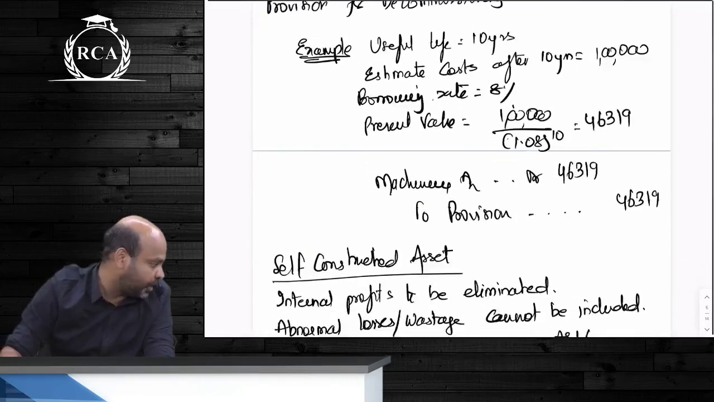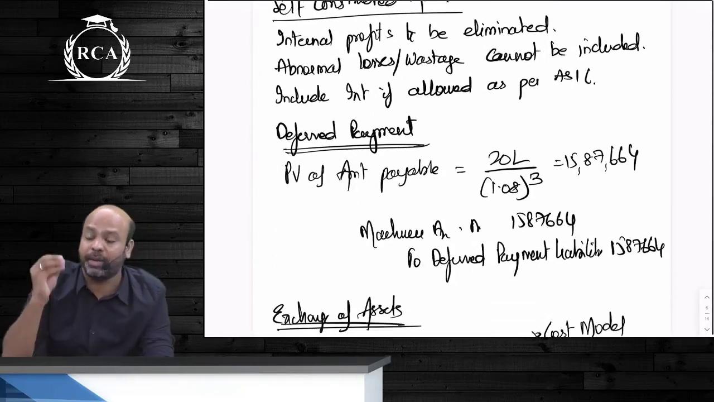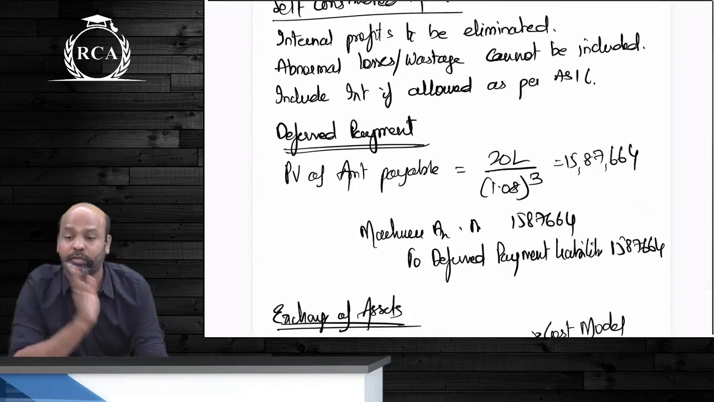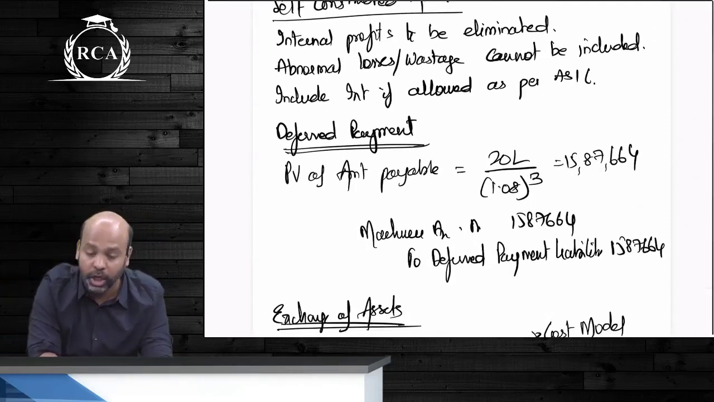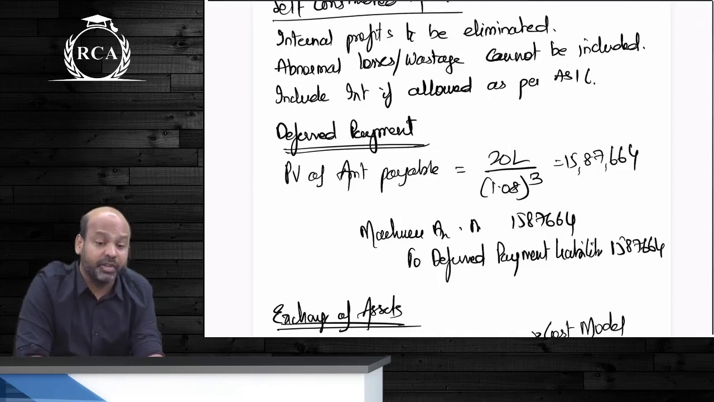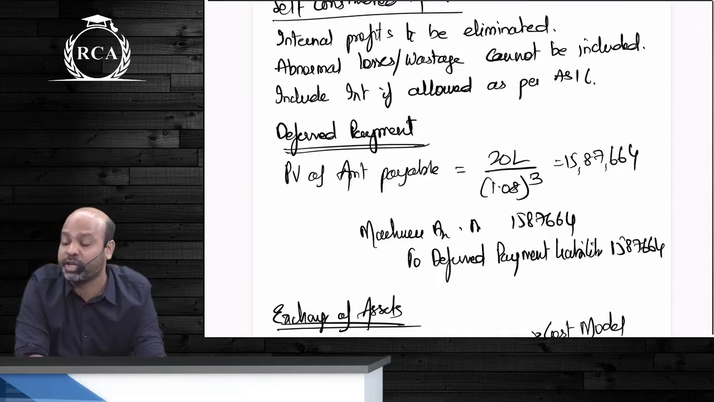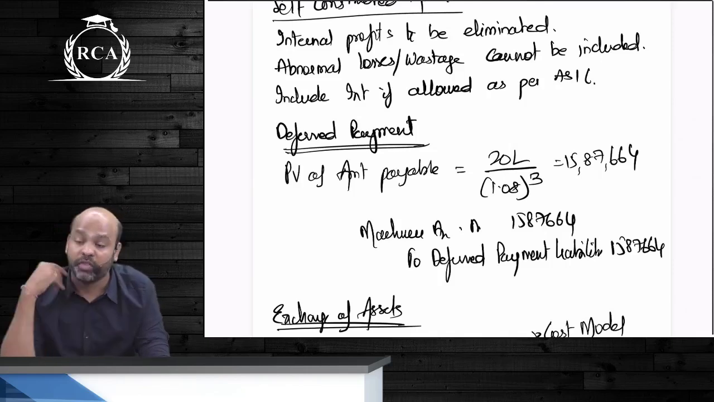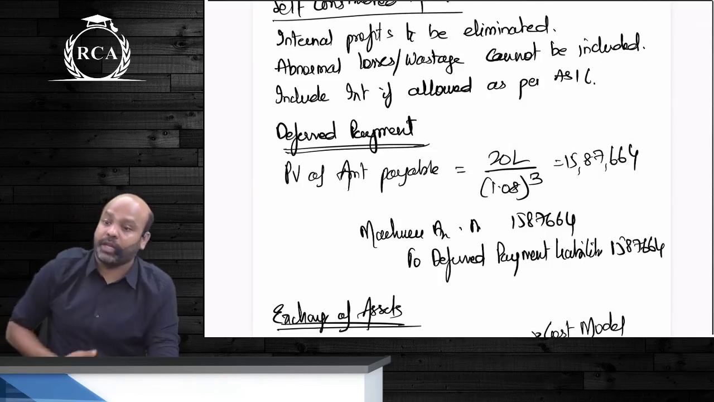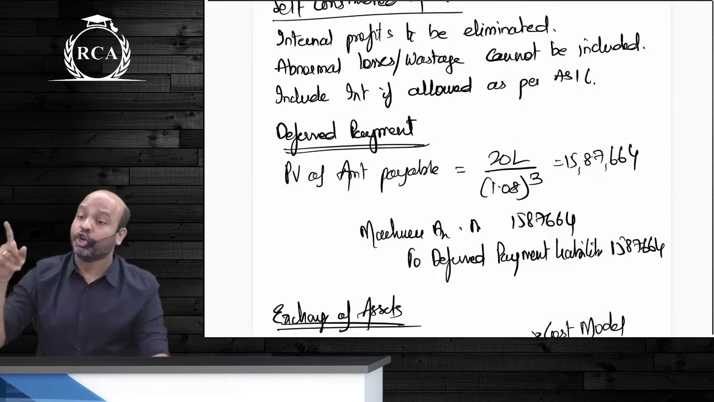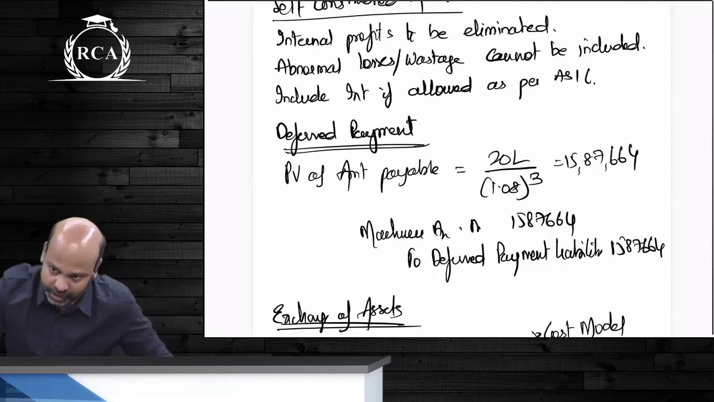Next, beta, if it is a constructed asset, remember just 2 parts: there cannot be any amount of abnormal losses, abnormal wastages that can be added to the cost of the asset. Also, any amount of internal profits cannot be added to the cost of the asset. What was an example for internal profit? Cement company. Proud of you guys. Cement company is using its own cement. You cannot include the market price of that inventory in the cost of building, guys. You have to include cost of cement in the cost of factory building.